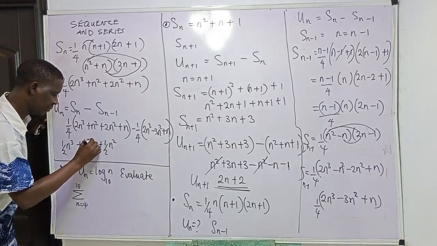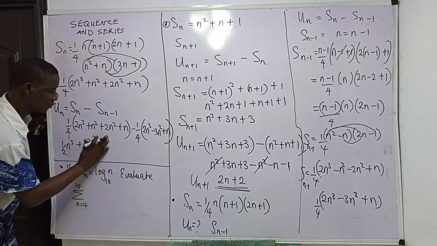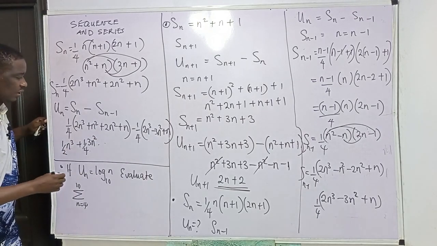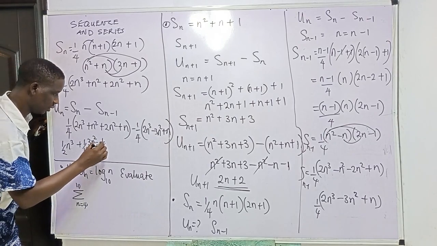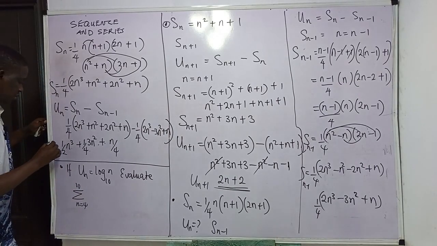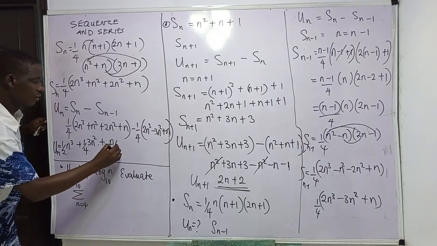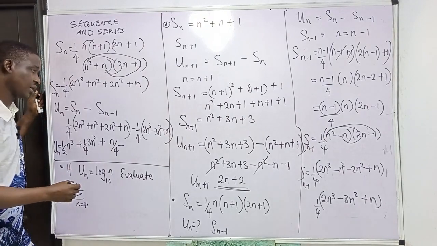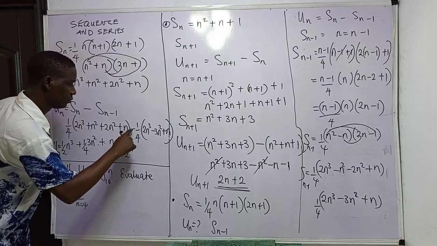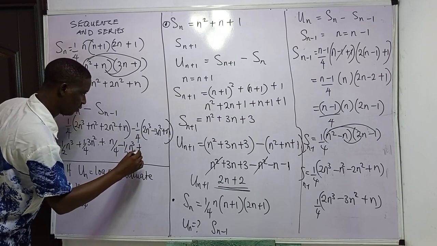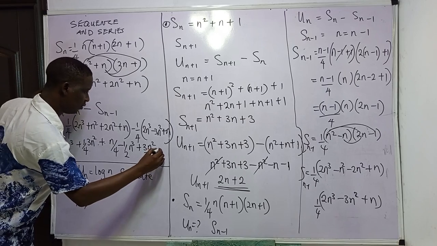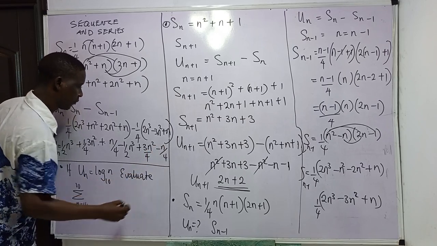So let me put it. This one now, 3 over 4 n squared exactly, plus what? n over 4, minus what? This one gives us what? 1 over 2 n cubed plus 3n squared over 4 minus what? n over 4.